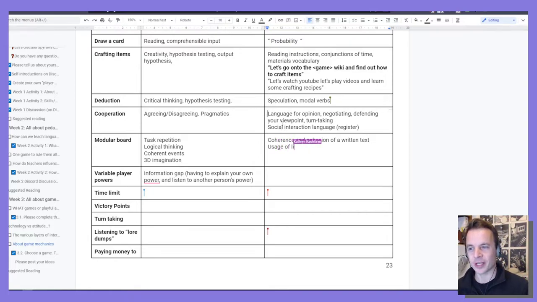Cooperation, for example, you say, "Hey Timmy, stop hitting. Cooperate."